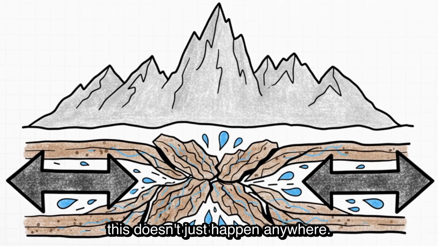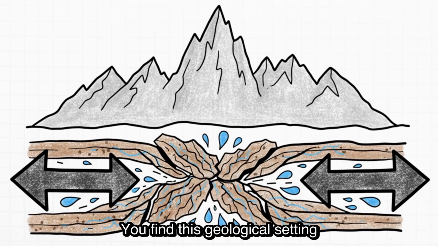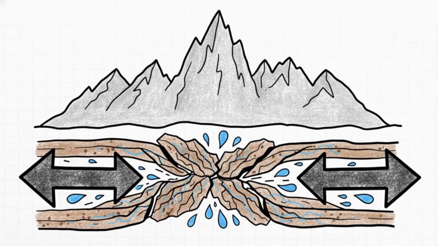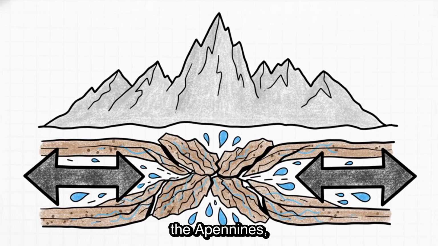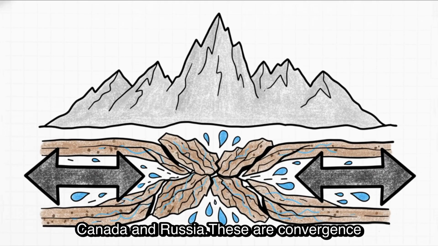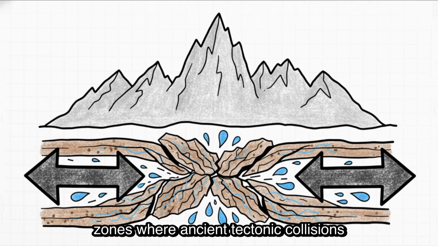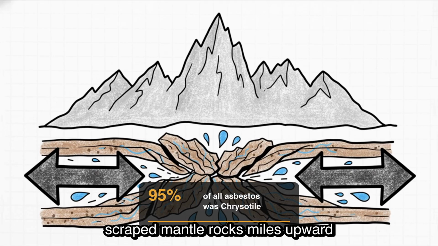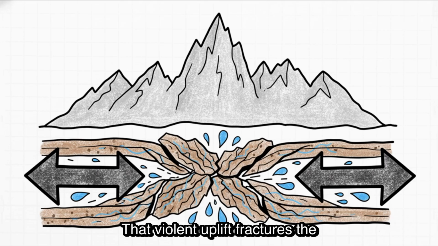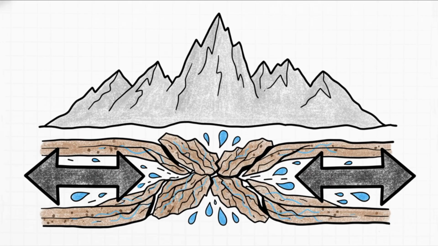Now, this doesn't just happen anywhere. You find this geological setting in dramatically tectonically active mountain belts. The Pyrenees, the Alps, the Apennines, and in massive deposits in Canada and Russia. These are convergence zones where ancient tectonic collisions scraped mantle rocks miles upward toward the sky. That violent uplift fractures the rock, creating shear zones where fluids move easily, and chrysotile grows right there in the cracks and veins over millions of years.